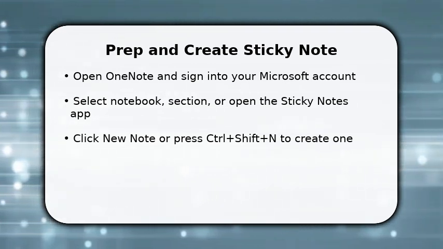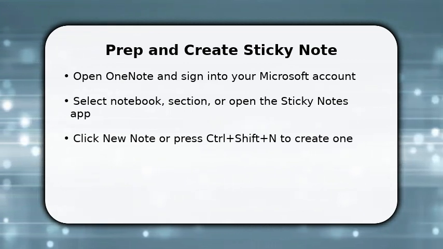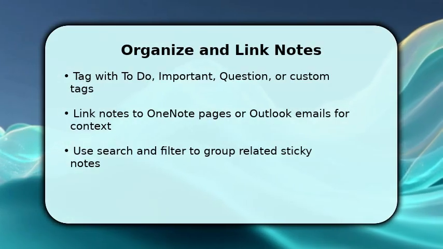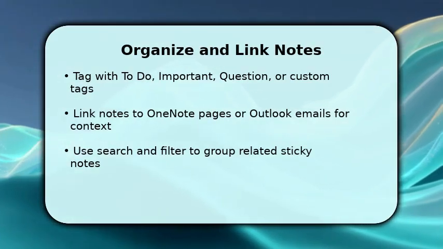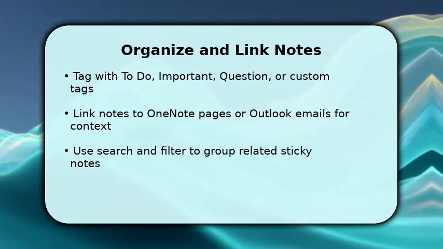Once done, adjust the color from the Note menu to visually categorize your note and position it where it's easy to spot in your workspace. Now organize. Apply tags like To Do or Important so you can filter later. Tags are fast metadata that improve recall.